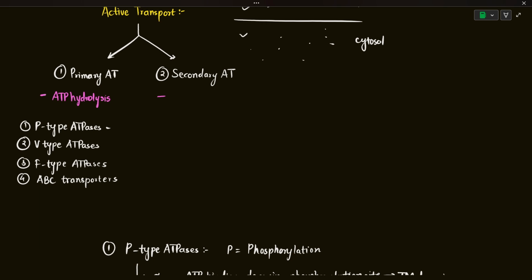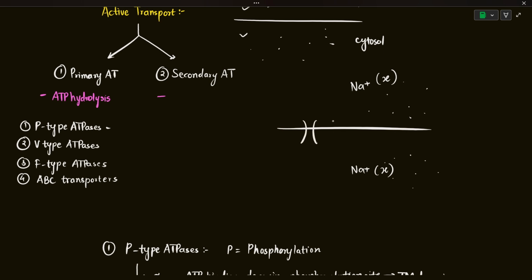But in secondary active transport, what do we do? Let me explain it in a detailed way. Let's say this is a plasma membrane, and there is almost equal concentration of sodium ions. These are sodium ions. Let's say there is X micromolar concentration outside the cell and X micromolar concentration of sodium ions inside the cell. So the concentration gradients are equal.